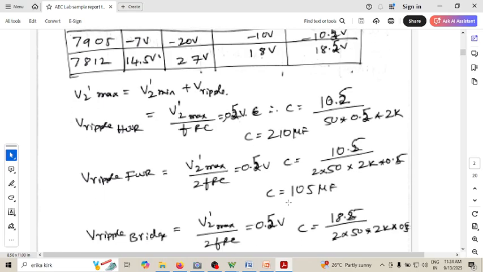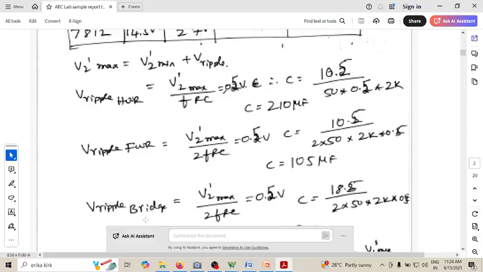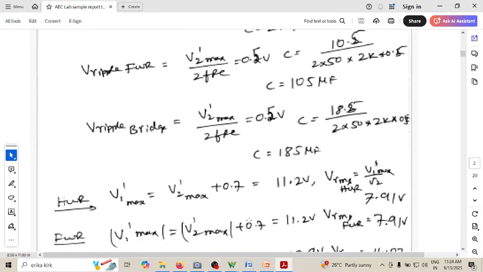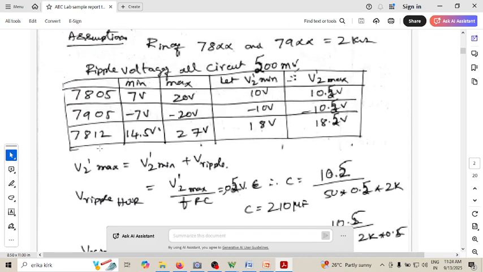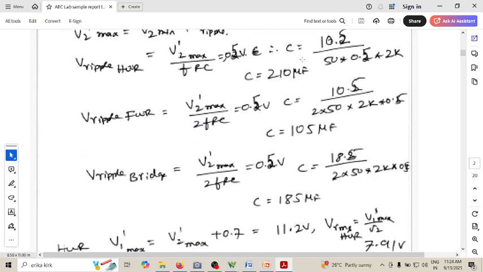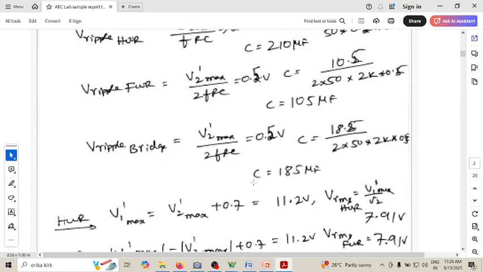So similarly, we are doing the design for the capacitor value for different filters and their corresponding V2 dash max. For a half wave rectifier you require 210 microfarad. For a full wave rectifier using a bridge you require 105 microfarad capacitance. And for the bridge, since you want to have a 12 volt regulation, the input voltage itself is more, which is 18.5, so it actually requires a larger capacitor value to get a smaller ripple voltage.